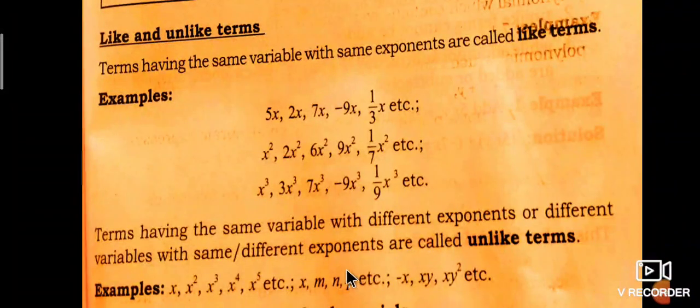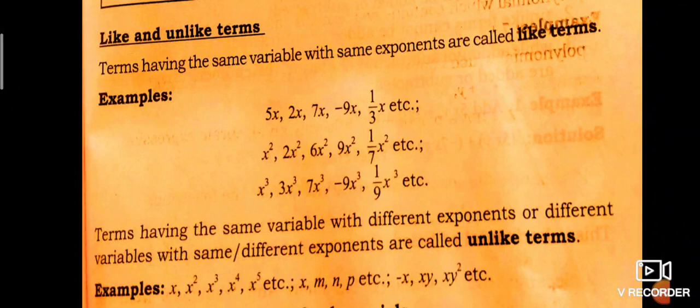Third example, here consider x, the power is plus 1, x y, the power is plus 1, x y square. Here the terms are different and also the variables are different. Such terms are called unlike terms. We have to observe that.